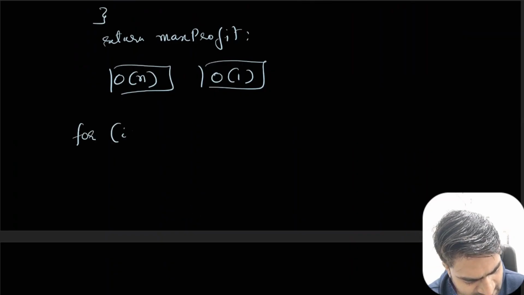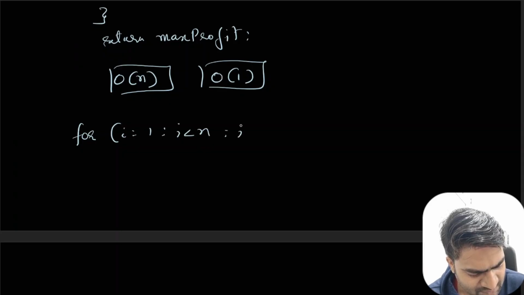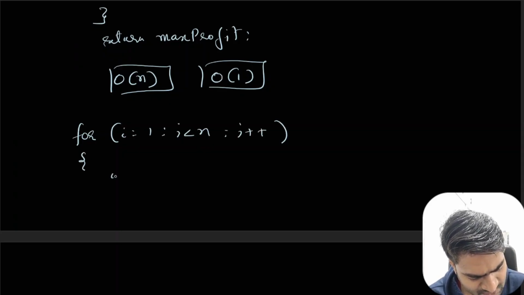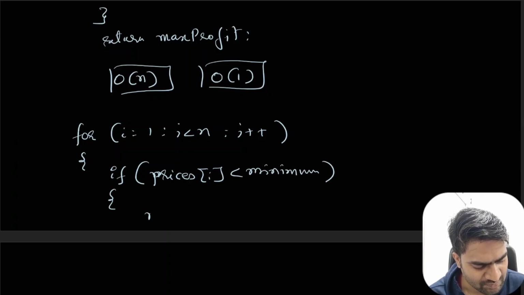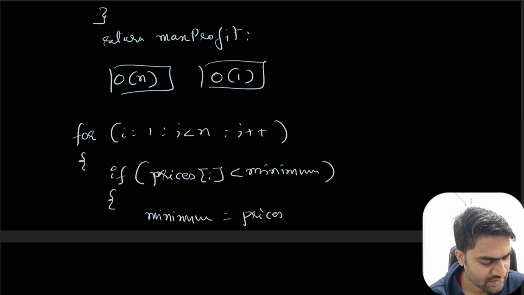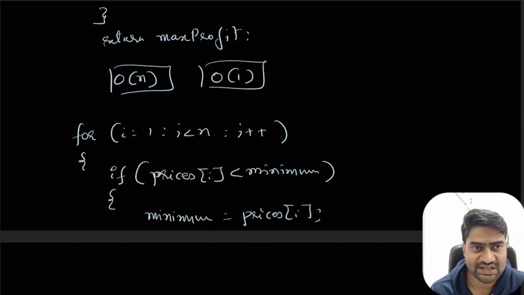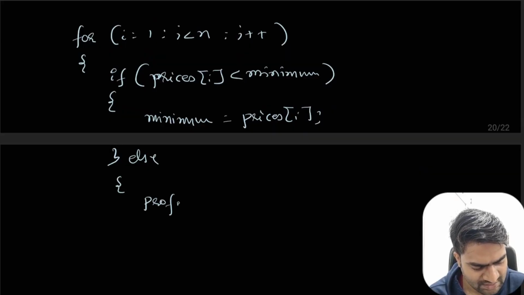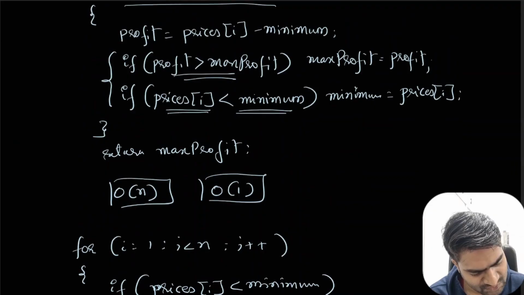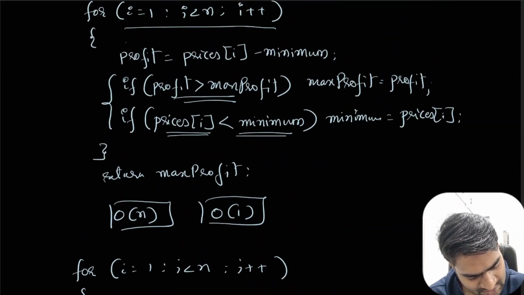So again, for i equal to 1, i less than n, i plus plus, this is the same. Now what I will do, I will check if my prices of i is less than minimum. Then I will simply update my minimum. Minimum equal to prices of i. Correct, right? So there is no point in finding the profit here. Next, after this, if that is not the case, else I will find the profit. So maybe what I can do, I can simply copy this line.